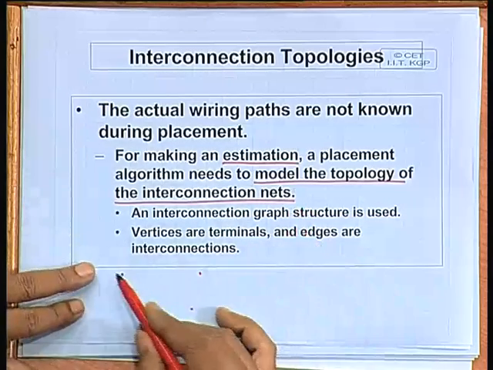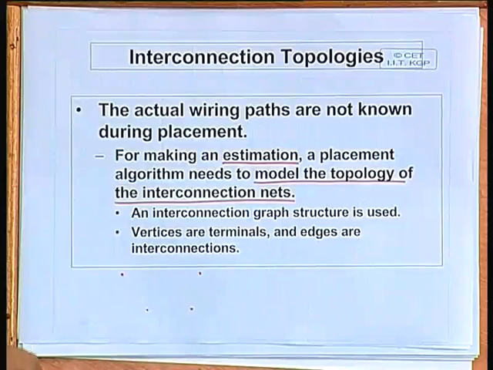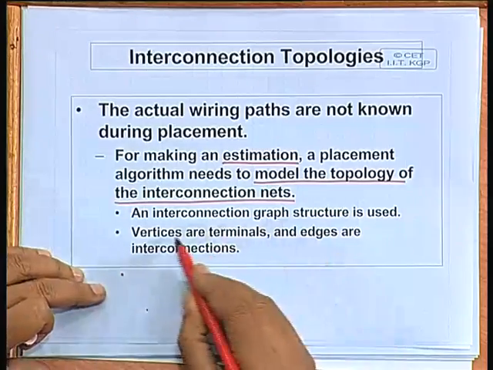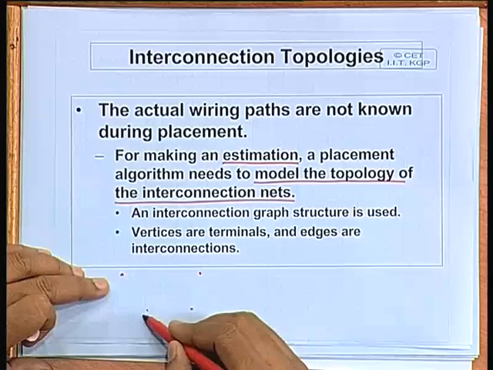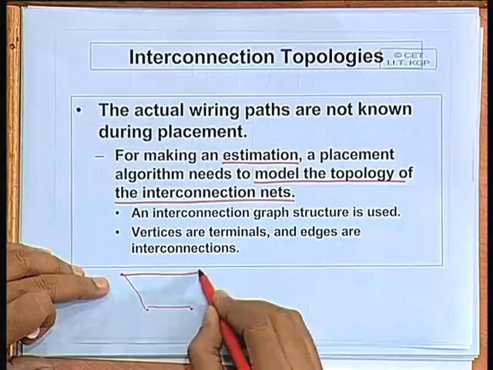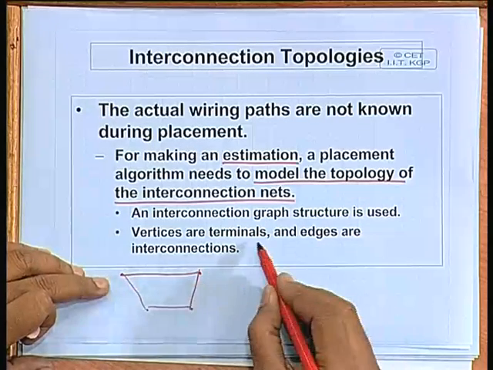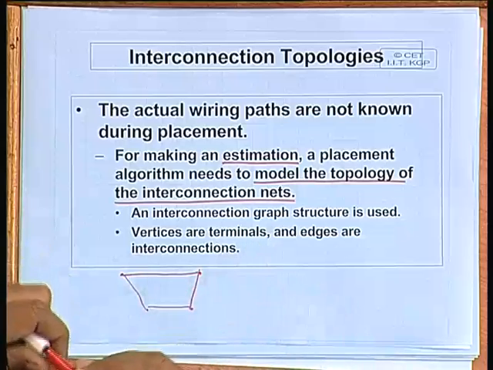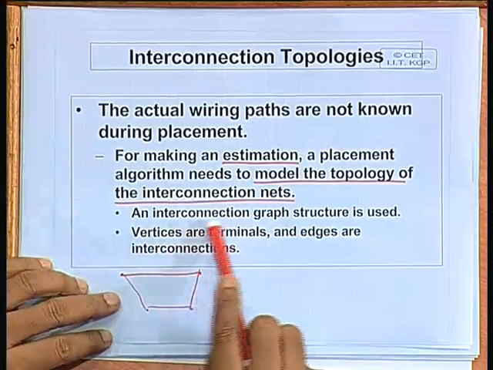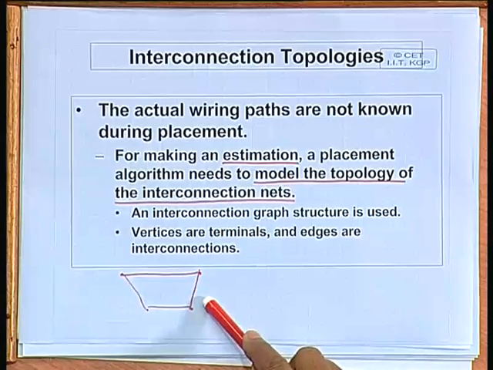So, you will have to model this topology somehow, typically in the form of a graph, and with respect to the graph we will have to find out the cost. In that graph, vertices are the terminals you want to interconnect and edges are interconnections. Suppose this is one example of a graph. Edges are interconnections, vertices are the terminals. We will be looking at the different graph structures which have been proposed and how the estimate has been done.